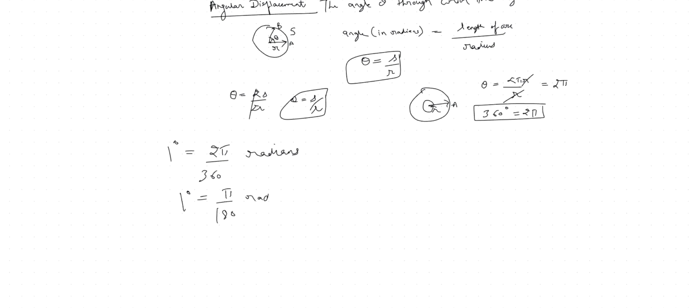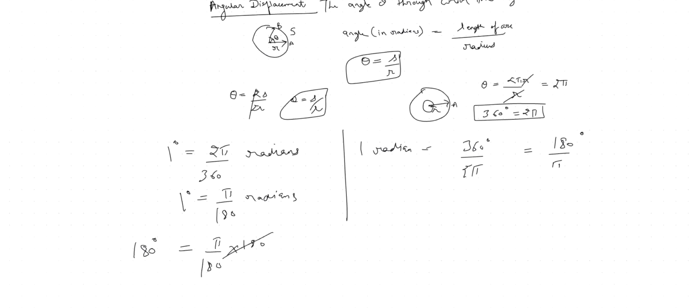And if I have to write for 1 radian, so 1 radian is equal to 360 degrees by 2 pi, or 180 by pi degrees, right? So using this relationship, we can convert any degrees into radians or any radians into degrees. Let's say I have to write for 180 degrees. Since 1 degree is pi by 180 radians, 180 degrees will be pi by 180 into 180. So this is equal to pi radians, right?